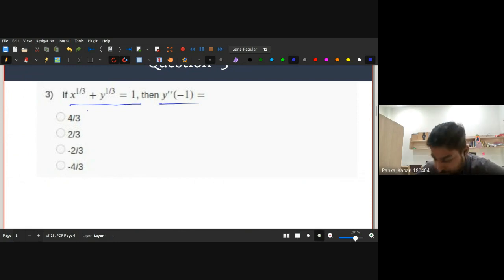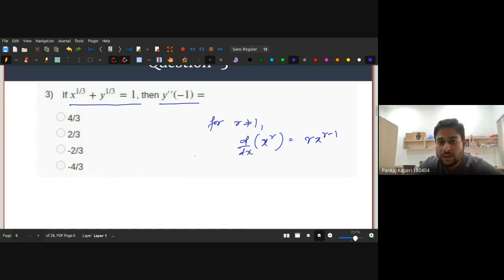Okay, so again, we will use this particular property of derivative, which just says that for r not equal to 1, if you want to differentiate dy dx of x to the power r, this is dy dx, this means the derivative of the function with respect to x. Okay, so this derivative is just equal to r times x to the power r minus 1. So this property will be used here, and r is any real number.